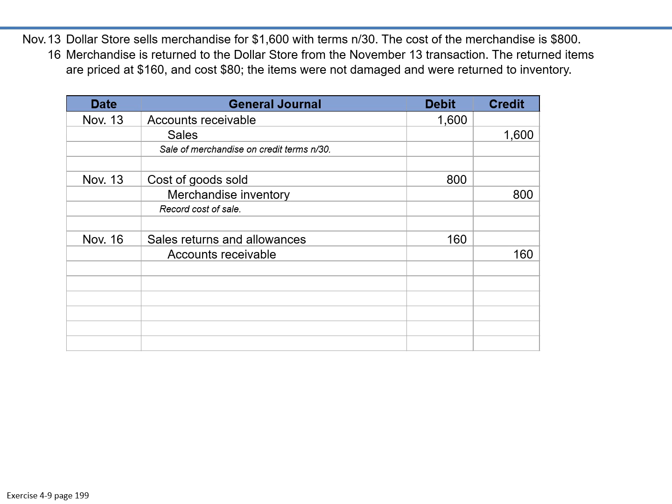And then we have to return the goods to inventory and reduce our cost of goods sold. So we're going to increase inventory by $80 for the goods that were put back into inventory. And we're going to reduce our cost of goods sold by $80.